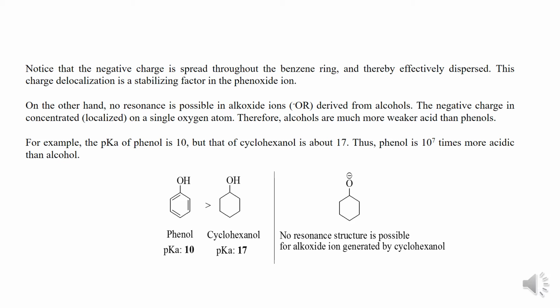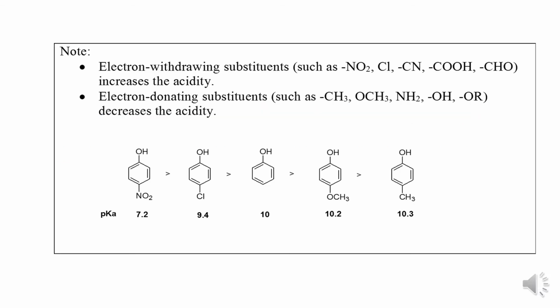For example, the pKa of phenol is 10, but that of cyclohexanol is 17. Thus phenol is 10 to the power of 7 times more acidic than the alcohol, because cyclohexanol has a higher pKa value. Comparing with phenol, it is less acidic because no resonance structure is possible for the alkoxide ions generated by cyclohexanol.